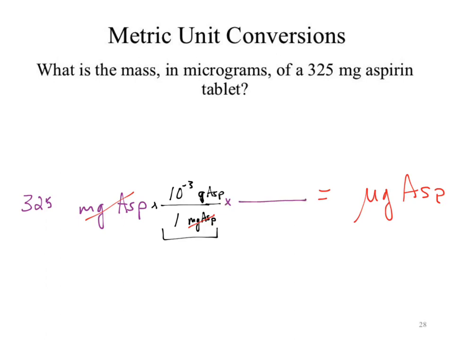I need to convert that one. I need to get rid of grams of aspirin. And ideally, what do I move to? Micrograms of aspirin. Is that one I was required to know? No. So I missed this step with the black conversion.